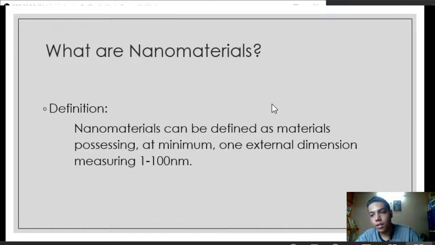So what are nanomaterials? Nanomaterials can be defined as materials possessing at minimum one external dimension measuring 1 to 100 nanometer. In other words, all materials are composed of grains. The visibility of grain depends on their size. Conventional materials have grain varying in size from hundreds of microns to millimeters. The materials possessing grain size ranging from 1 to 100 nanometer are known as nanomaterials.